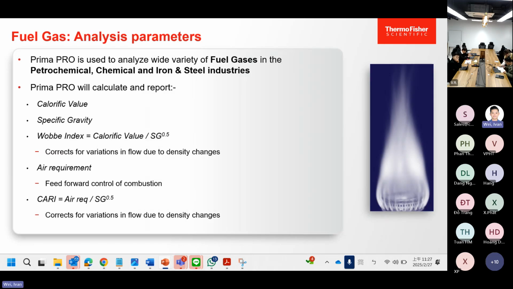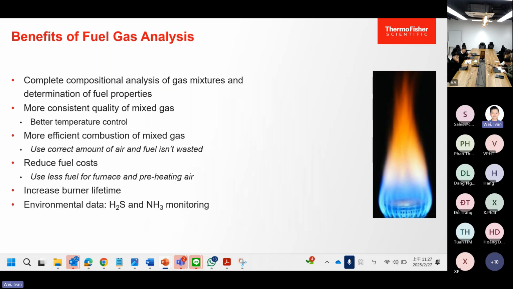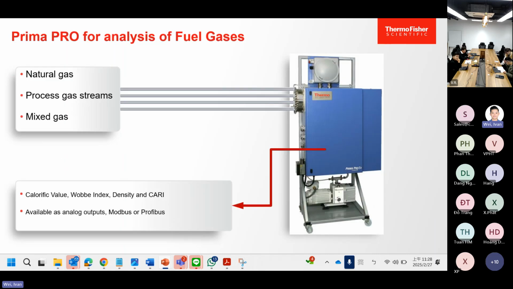Other than that, of course, we're able to monitor fuel gases. So we're able to know their mixtures, if they are mixing the right gases with their process gas. So if the customer is looking for fuel gas analysis, Prima Pro can be the solution to help them adjust or monitor their ratio recipes.